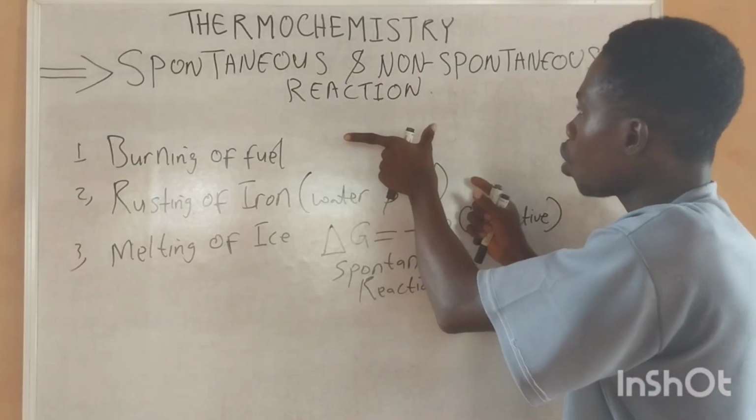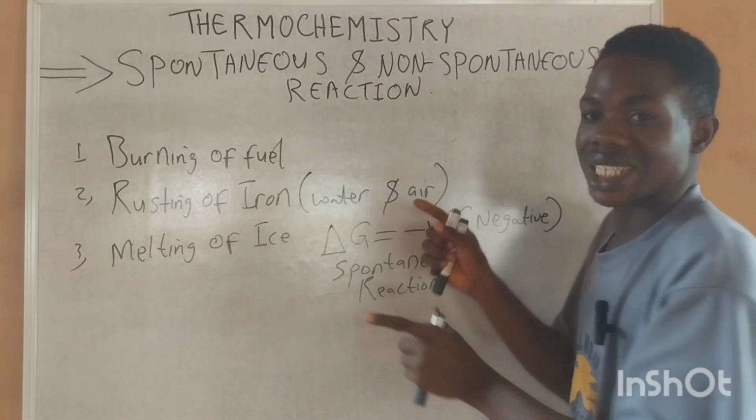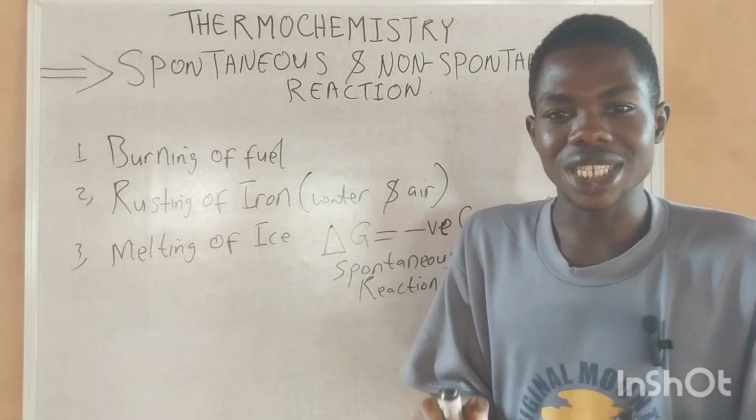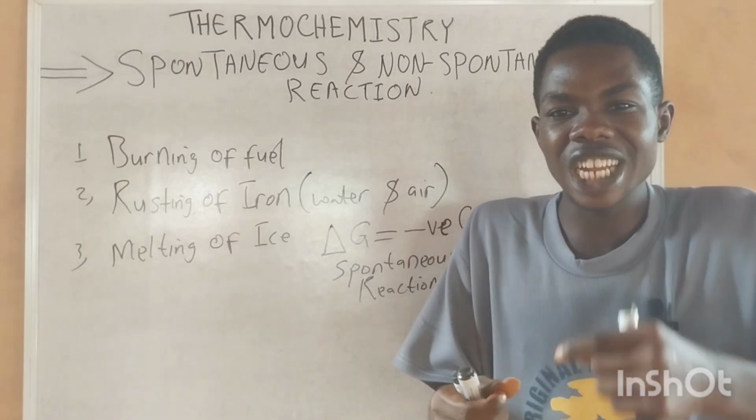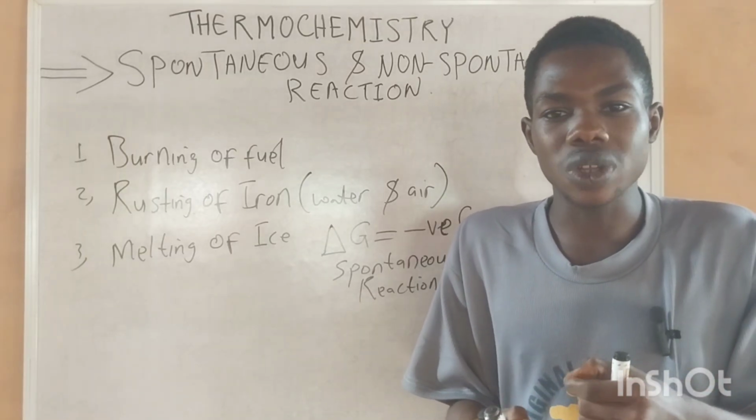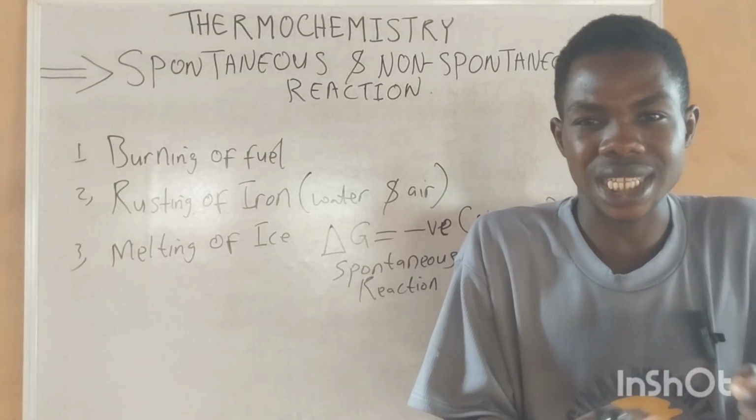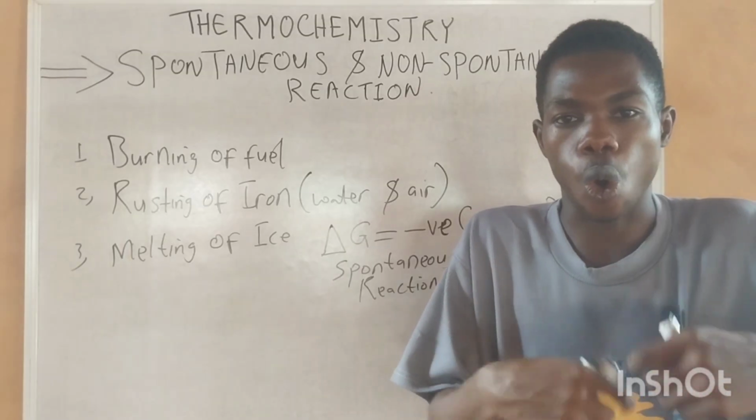So I'm explaining the non-spontaneous reaction now. The non-spontaneous reaction is a type of reaction that cannot occur naturally on its own. It needs the help of an external energy to be able to occur.